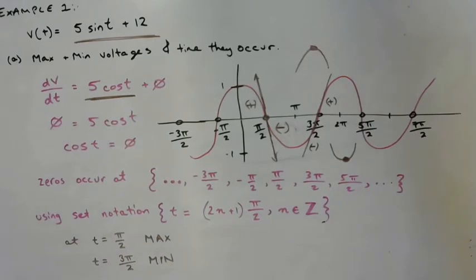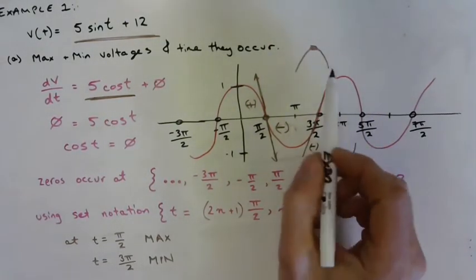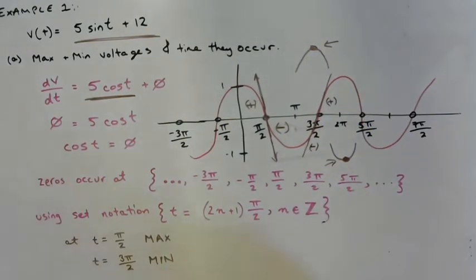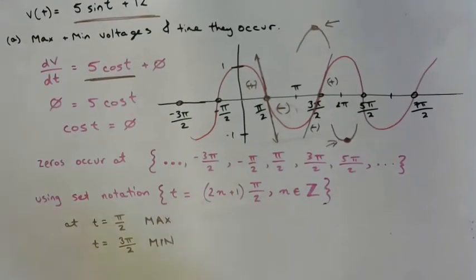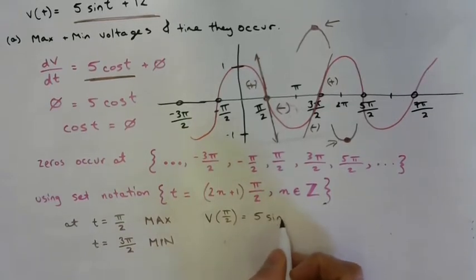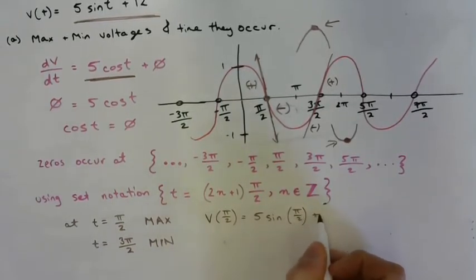And we want to find the actual critical points. We're going to find the maximum and minimum voltages. So we don't actually have to test all of them, right? It's repeating. So we just have to test one max and one min. Find the critical value, find the actual voltage at those points, and the time at which they occur. So we have at pi over 2, we want to find the value, the voltage, with respect to time of the original function. So we're subbing in pi over 2 into our original function, 5 times the sine of pi over 2 plus 12.